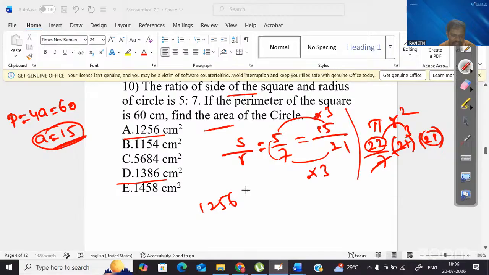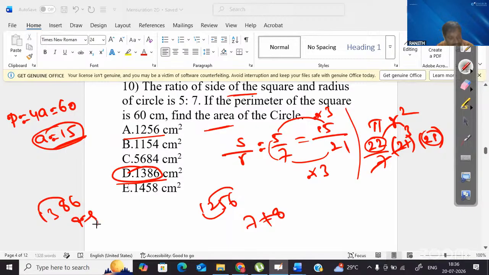1256 is not cancelled by 11 table. The sum of odd places 7 and even places 8. 7 is not equal to 8. It is not possible. So the answer equal to 1386. If you go with 1386, 9 equal to 9, and also it is cancelled by 3 table and 7 table. So only one option. So the answer equal to 1386.